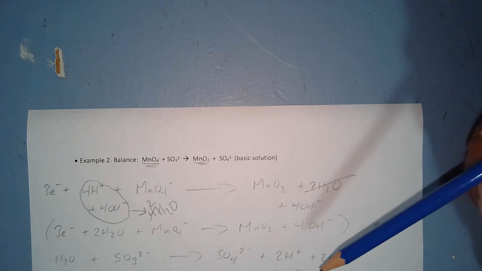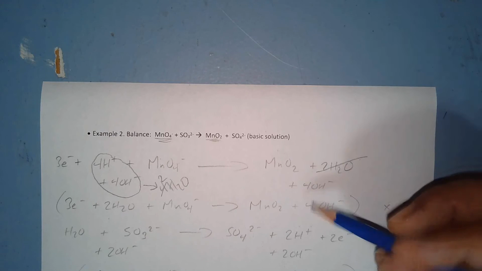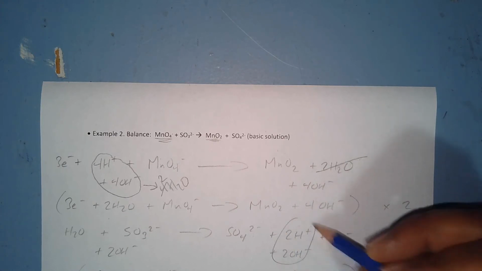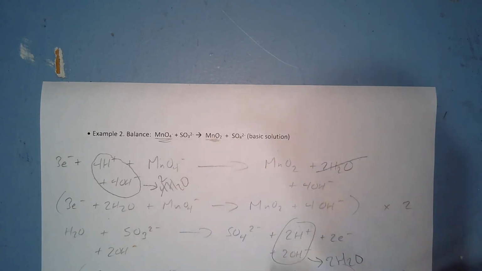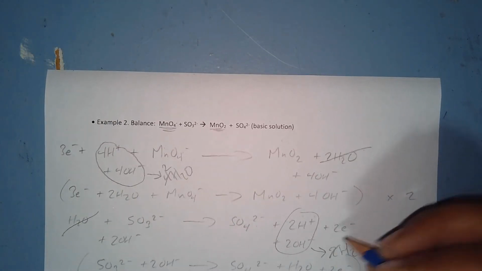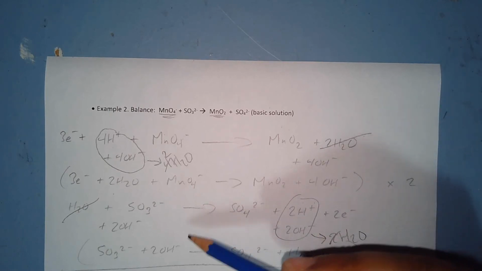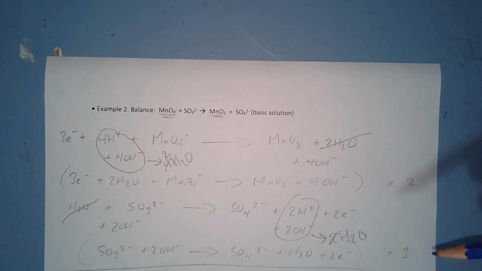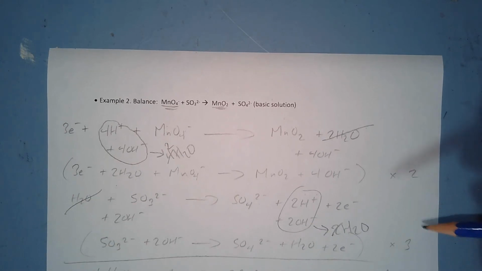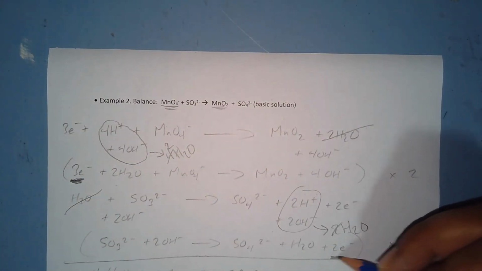Get rid of the H plus, add 2 OH to both sides. Again, this is going to form 2 waters. Okay, you've got 1 water on that side, that'll go away, and then this will be 1 water. Okay, and so we've got SO3, 2 OHs, SO4 2 minus, the 1 water, and the 2 electrons. Okay, so we've got 3 electrons over here, and we've got 2 electrons over here.